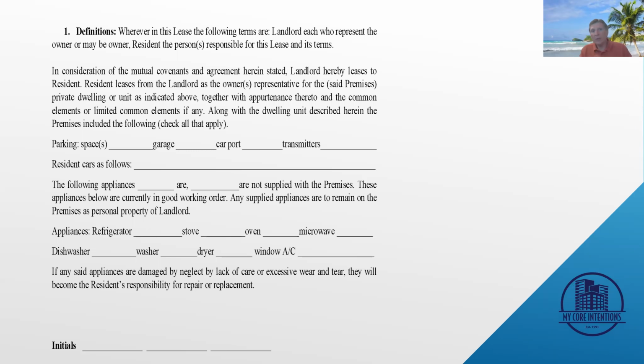The first thing that we look at, now this is the second half of this first page, is the definitions. And what we talk about here is wherever this lease uses the following terms, landlord. Landlord represents the owner. Property manager, same as landlord. Owner, operator, all these terms all mean the same individual responsible for the lease and the terms that are in the lease. But what we do is we go through and we put together mutual covenants, where we want to try and create some type of a win-win for the tenant as well as for the owner, right?